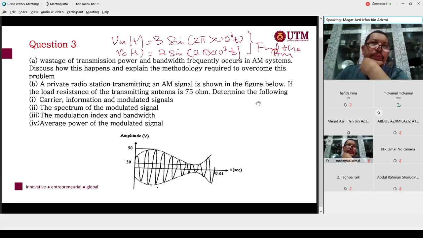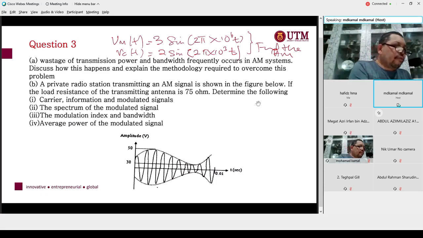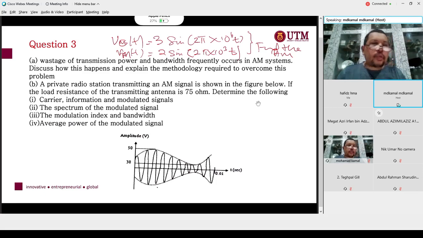So VC and VM are reversed. What is the VC? VC on top, VM at the bottom. Okay, reversed. Okay, correct. Just the opposite, VC, sorry, the one on top. VC and VM.